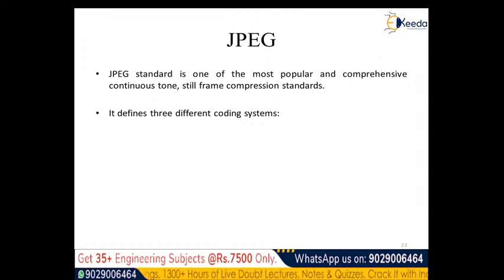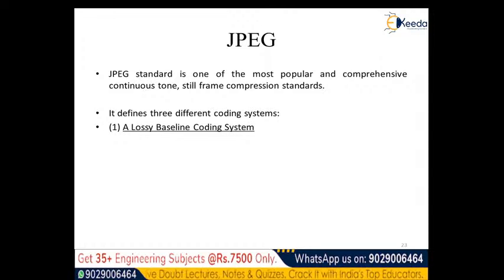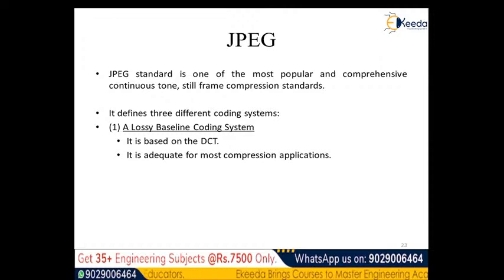The first category of the coding system is a lossy baseline coding system here, and this lossy baseline coding system is based on DCT, DCT standing for the discrete cosine transform, which we have discussed a lot. This is adequate for most compression applications, hence it is very popular as well.